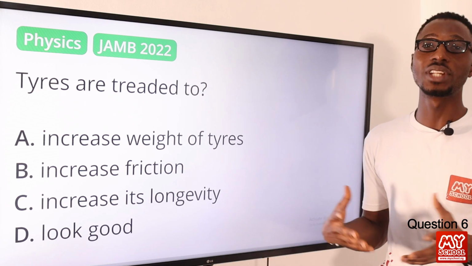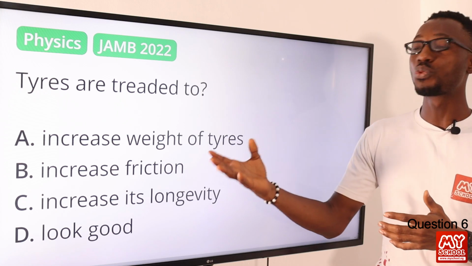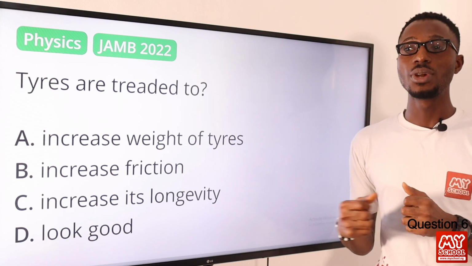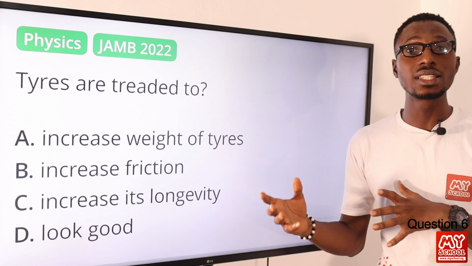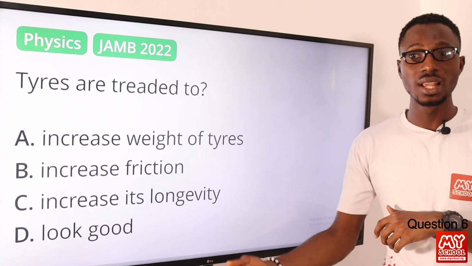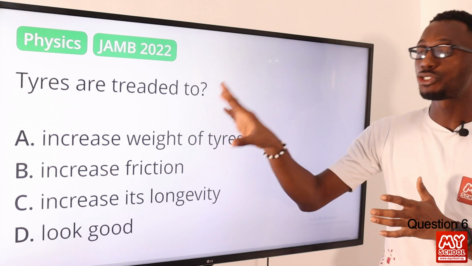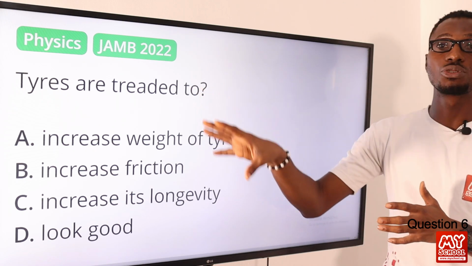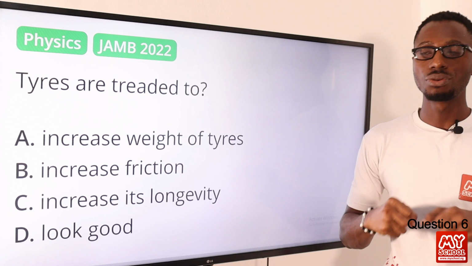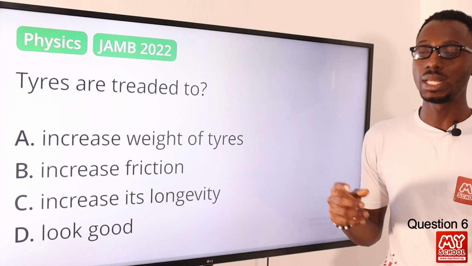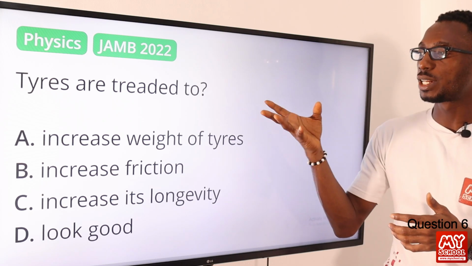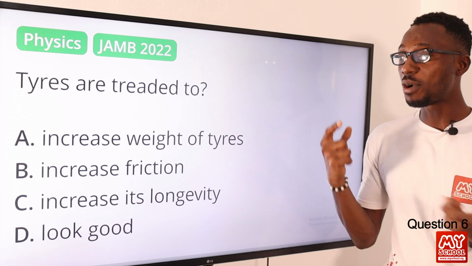It's about functionality. When we tread tires, you want to increase friction, especially during rainy season, or when you have a wet path to tread. So you need this treading on the tires so that you can have a firm grip, and that is where friction comes in. So the treading on the tires is actually to increase friction. So option B is the right option.